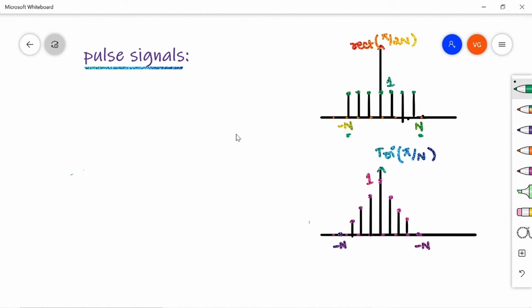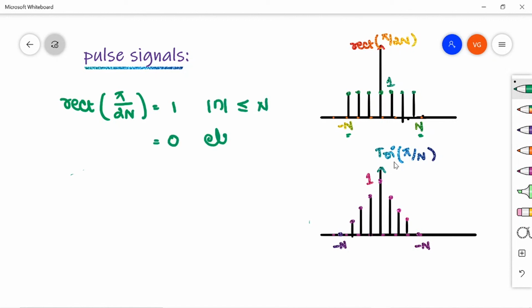The last signal in basic discrete time signals is the pulse signal. Again here, like in continuous time signals, pulse signals are of two types, as I have explained. One is the rectangular pulse and the other one is the triangular pulse. The rectangular pulse is defined like this: rectangular of n by 2N is equal to 1 for mod n less than or equal to capital N, and is equal to 0 elsewhere.